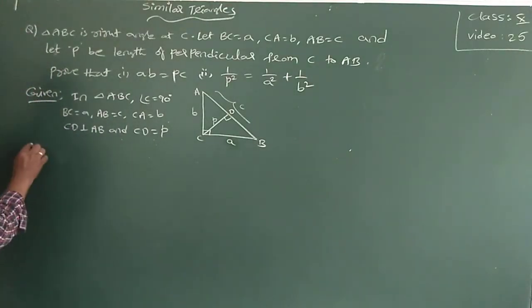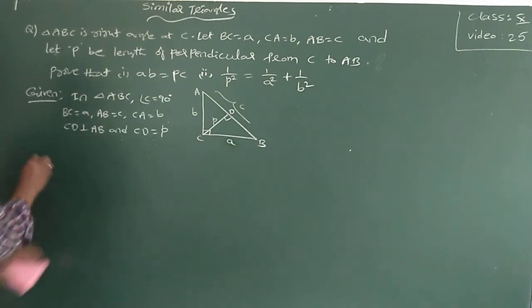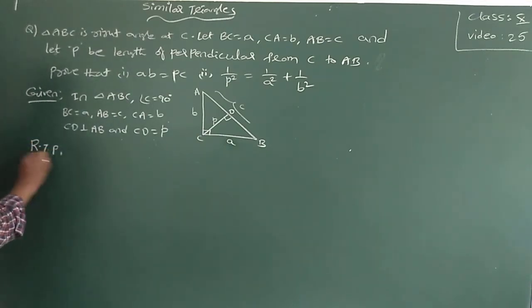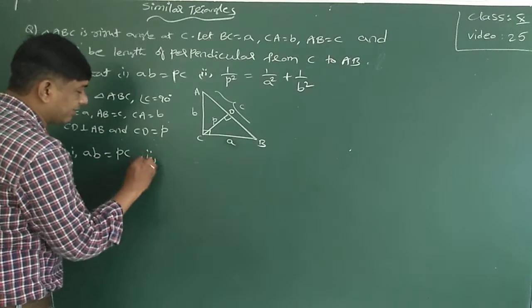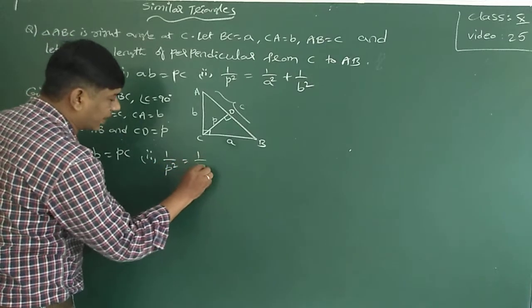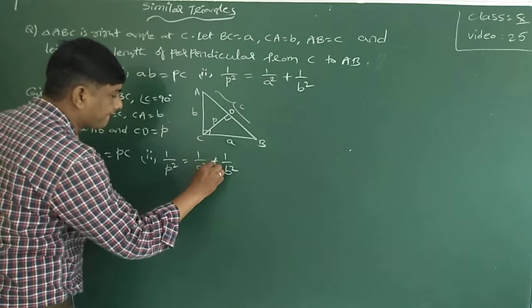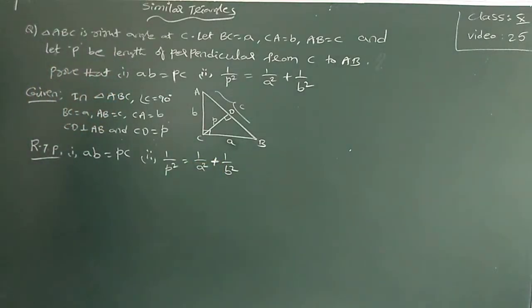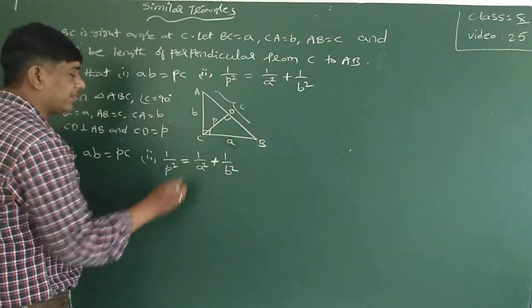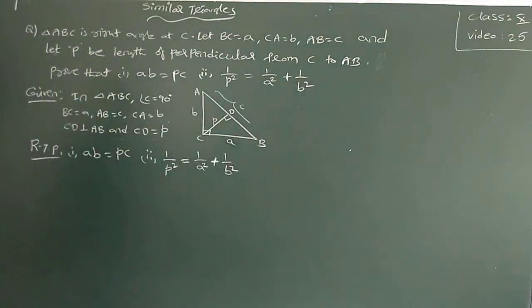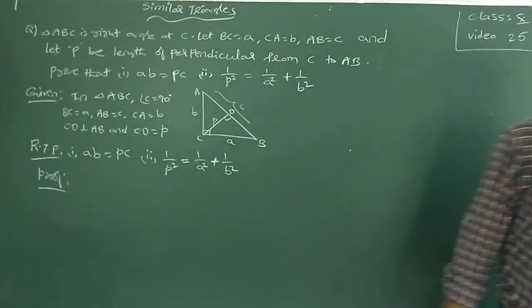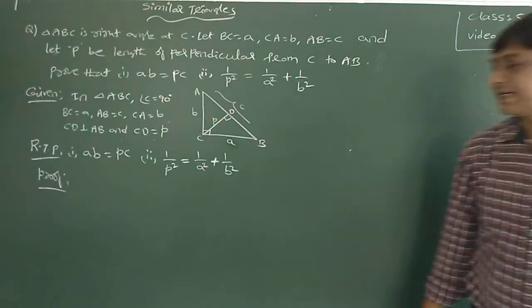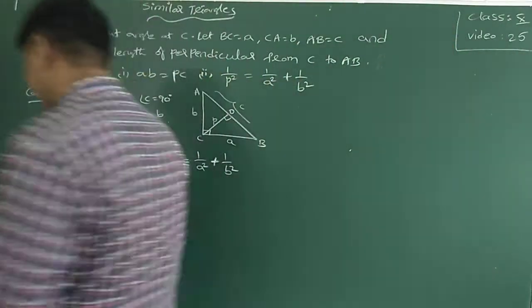Now, I don't require any construction part. Required to prove: first, AB is equal to pc, and the second, 1 by p square is equal to 1 by a square plus 1 by b square. The given information is enough to prove this condition, so I am not going to make any changes in the diagram. No need of any construction.